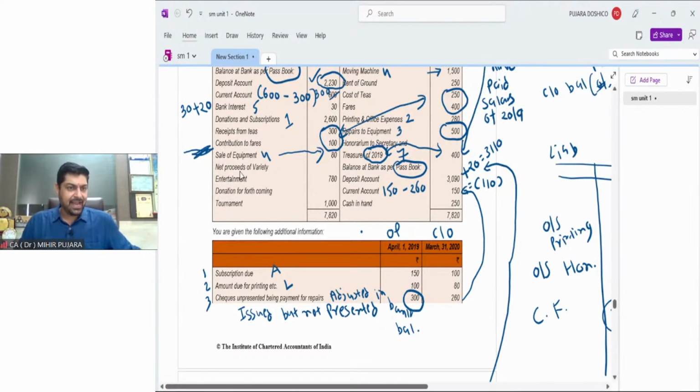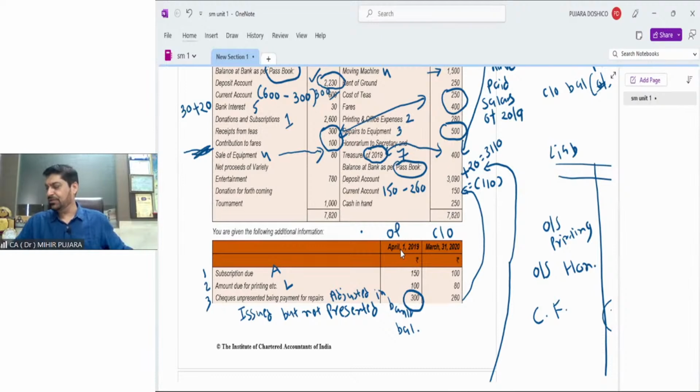Now, net proceeds of variety entertainment 780 and donation for forthcoming tournament. Both are our income. 780 is part of INE, right? This is part of INE.